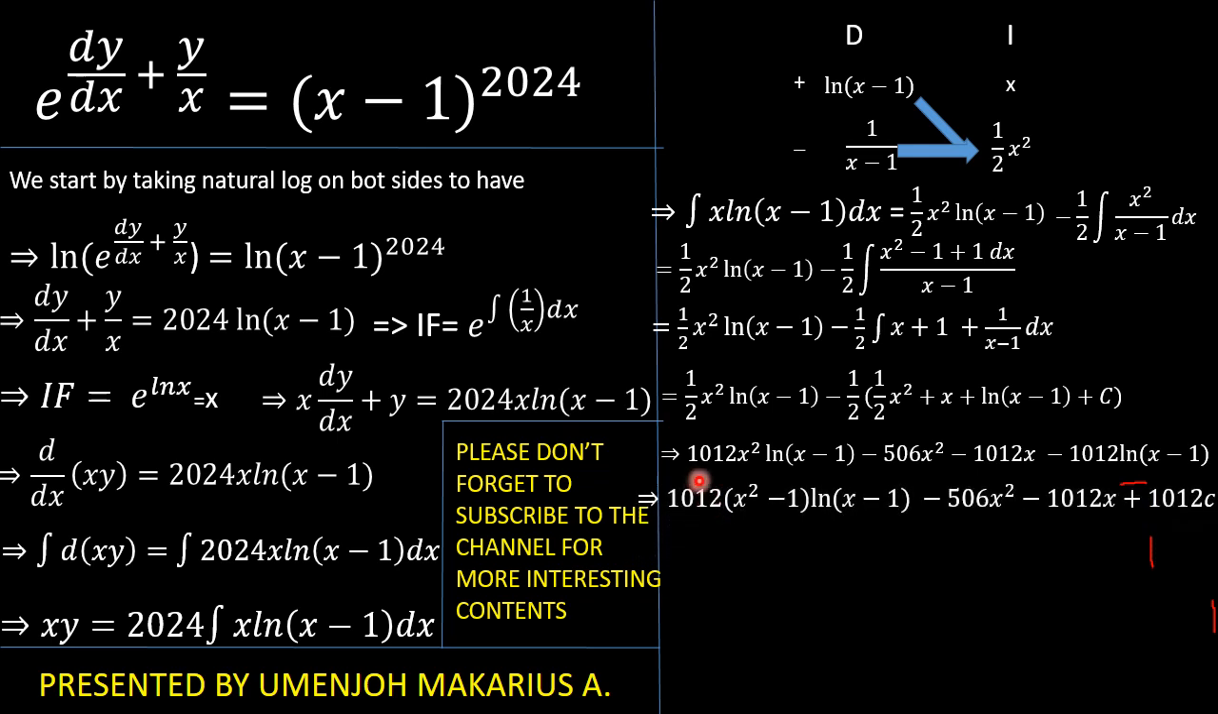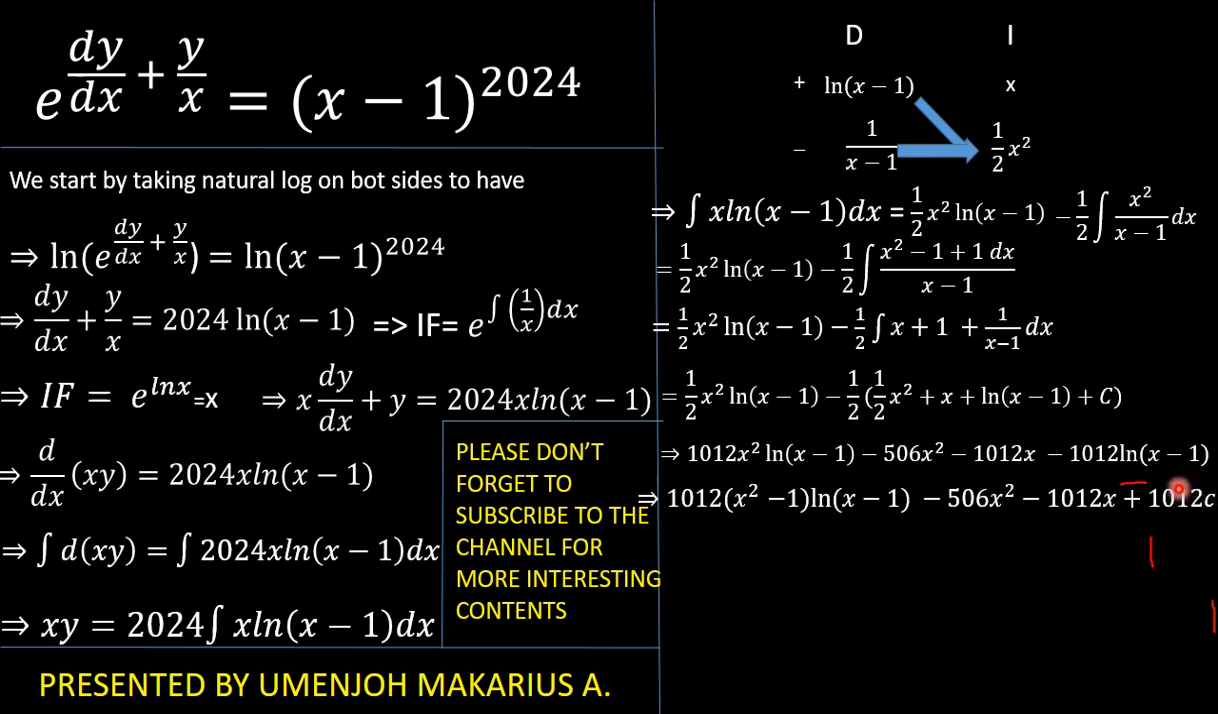Great. So now I've simply factored out the natural log of x minus 1 from here and from here. So this is what I have here. Then now this is minus 506 x squared minus 1012x. Then keep in mind, guys, that this 1/2 multiplied the c to give us minus c on 2.